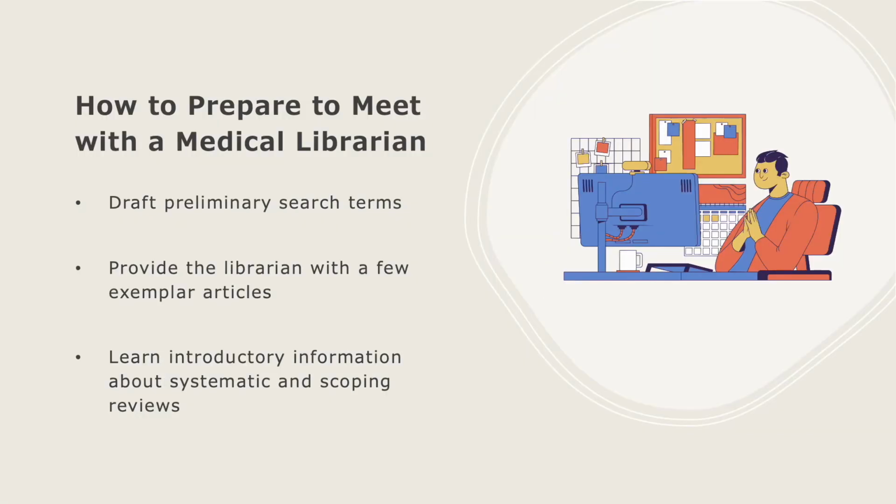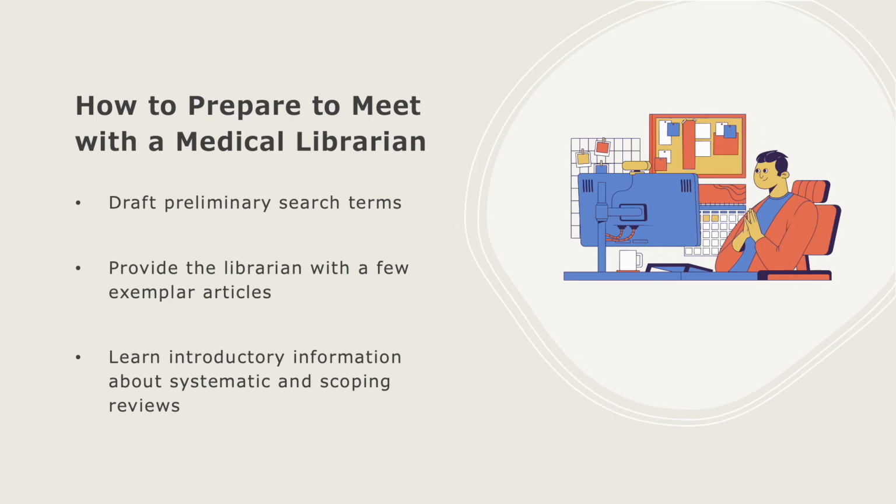To maximize the benefit and increase the efficiency and productivity of your meeting with a research librarian, it is important to come to your meeting prepared. Some things that you can do in advance include drafting preliminary search terms based on your knowledge of the content area, providing the librarian with a few exemplar articles that match the type of results you hope to achieve, and learning introductory information about systematic and scoping reviews prior to your meeting. A sample worksheet describing how to prepare for a meeting with a librarian is posted on the course website.